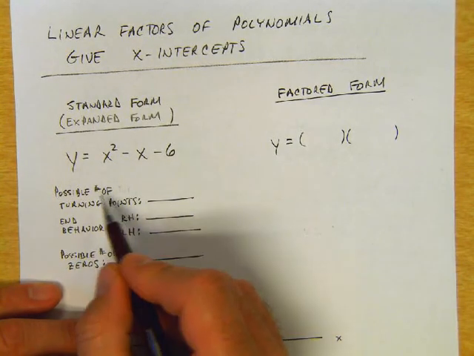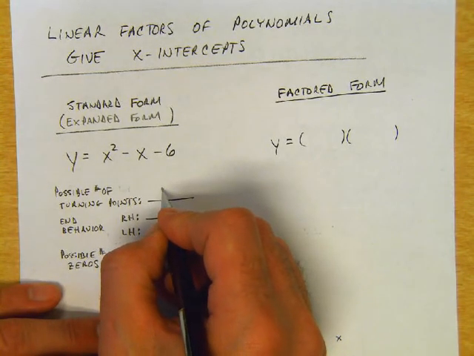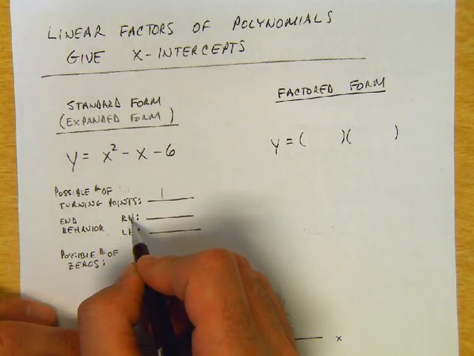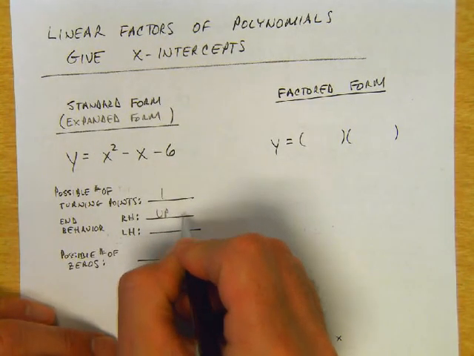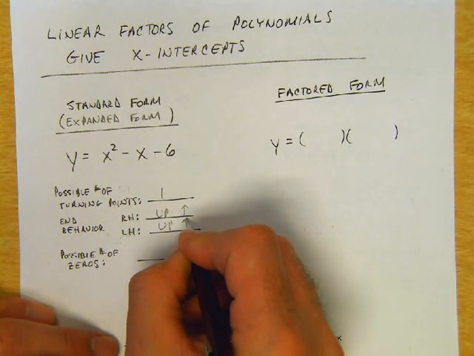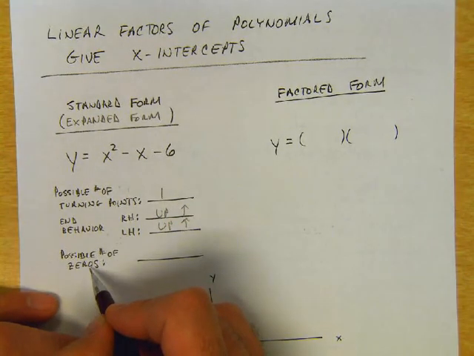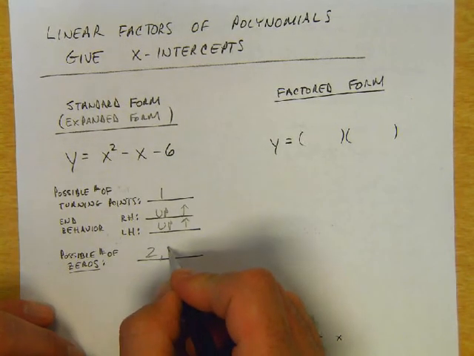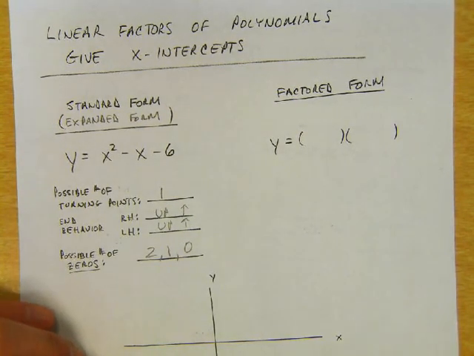What are the possible number of turning points? 1. What is the right-hand end behavior? The first term is positive, so it's up. The degree is even, so the left hand is up. It's a second degree, so how many possible x-intercepts or zeros are there? 2, or 1, or 0. Okay, very good.